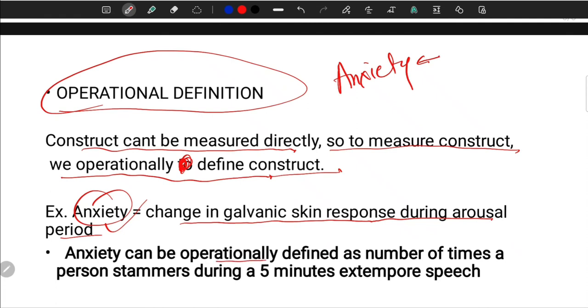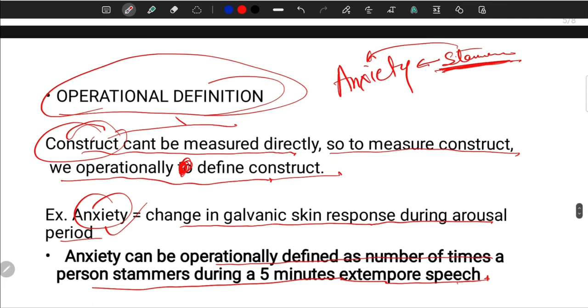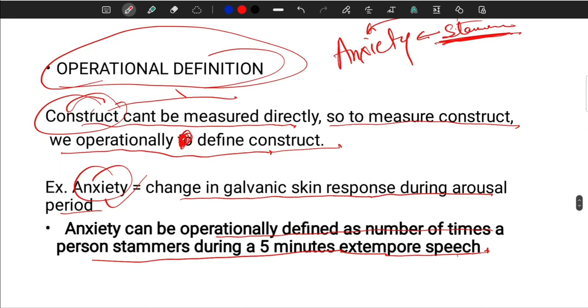Or we define it operationally as the number of times the person stammers during a 5-minute extempore speech. So we are defining it by something, like how a person stammers. We will calculate this, or measure this, so we can measure the anxiety. So this is the operational definition. A construct cannot be directly measured, so we operationally define that construct. That comes under construct validity, and operational definition is its subpart.